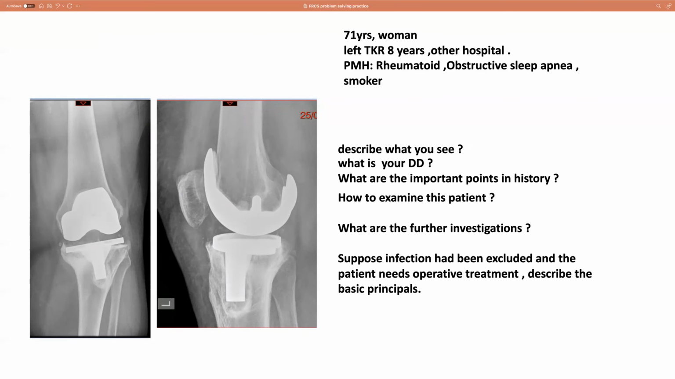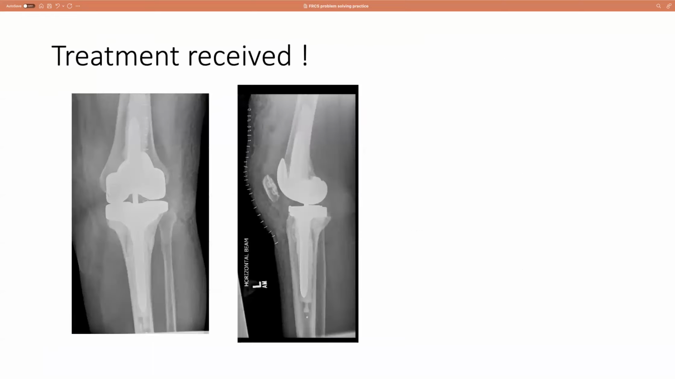Suppose infection had been excluded and the patient needs operative treatment. Describe the basic principles. Remember, this is a clinic setting. That's the treatment received.